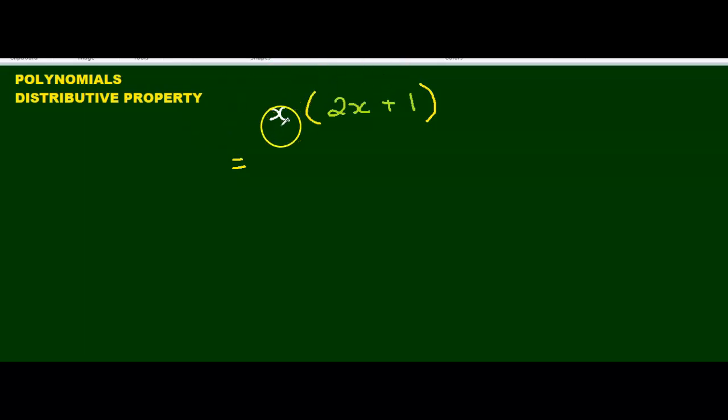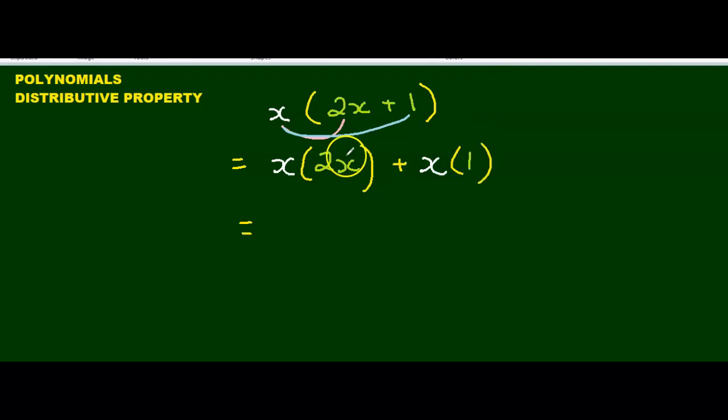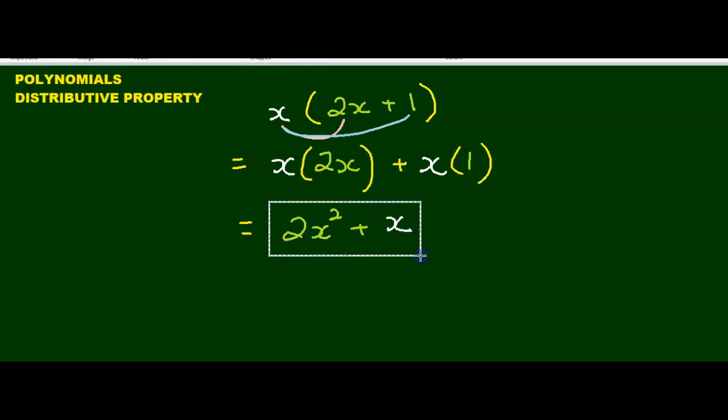The first thing we're going to do is multiply x times 2x. So I'm going to write that down, x times 2x. Now I'm going to multiply the x by my next term in the parentheses, which is 1, plus x times 1. That leaves us with 2x times x, which is 2x squared, plus x times 1, which is x. And that's how we multiply polynomials by distributive property.